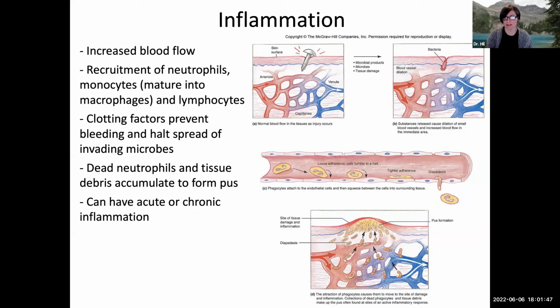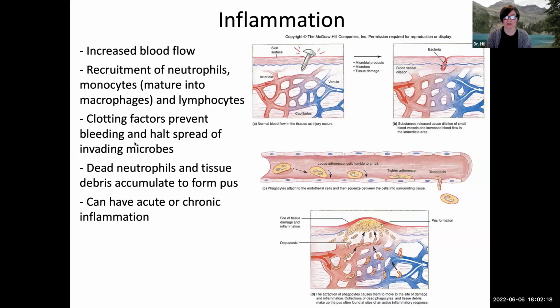So it can be all kinds of things that initiate inflammation, but somehow the tissue is damaged, and that sends signals that recruit the arrival of macrophages, neutrophils, and other phagocytes. It also recruits lymphocytes so that the adaptive immune response can start to get a handle on what's going on. Blood loss is mediated by clotting factors that prevent bleeding out and also help to try at least to prevent the spread of invading microbes.